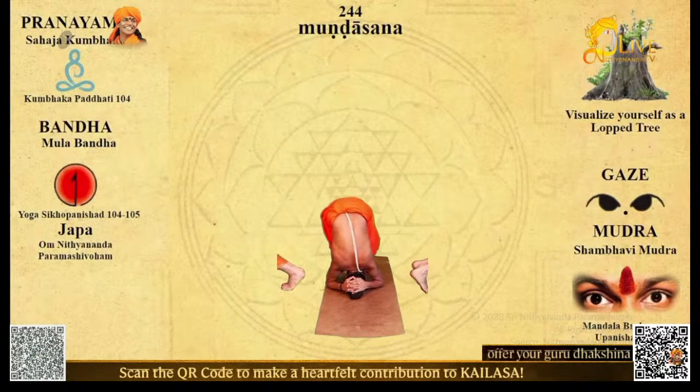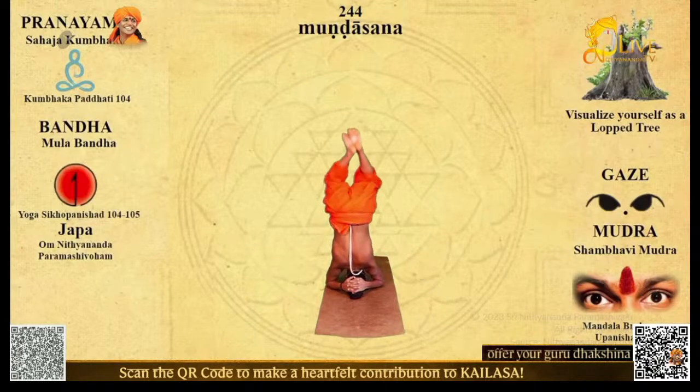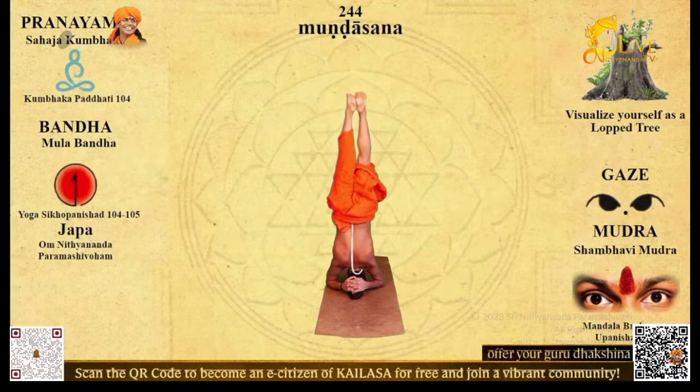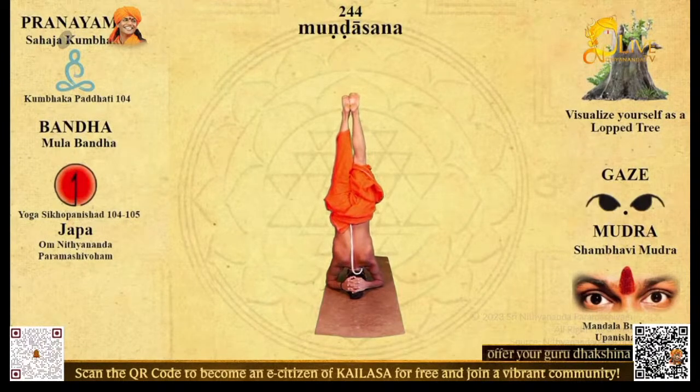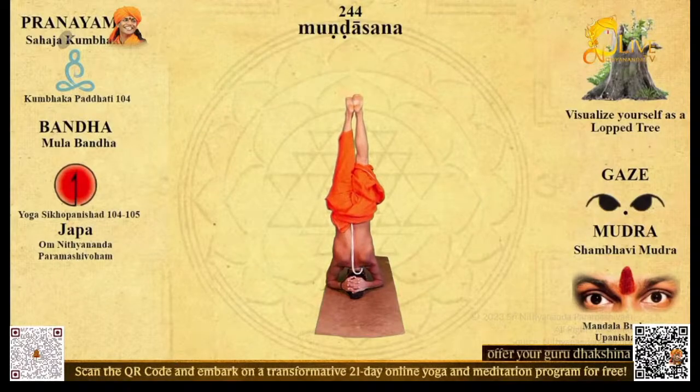Walk the feet forward, lift your legs up and straighten them up into a headstand. You can lean against the wall for support if needed. As you gaze through your nose, breathe calmly through the nose in Sahajra Kumbhaka. Perform the Mula Bandha and visualize yourself as a log tree in Mundasana.